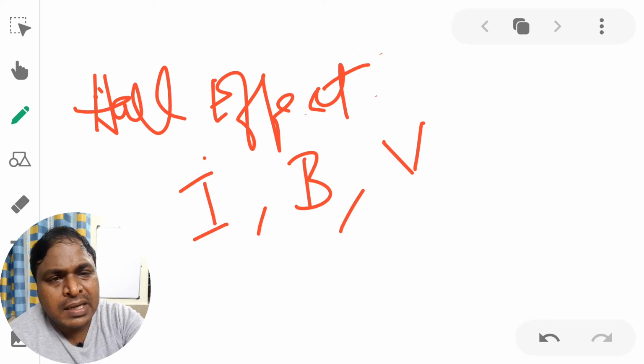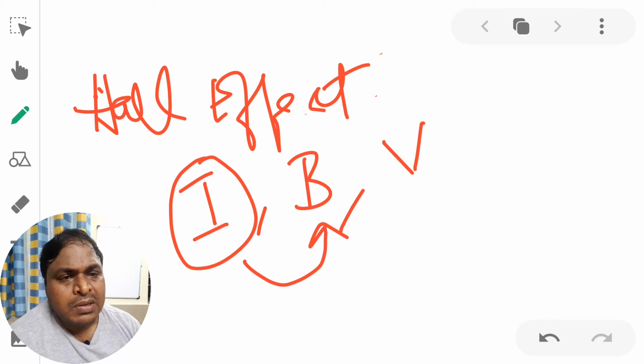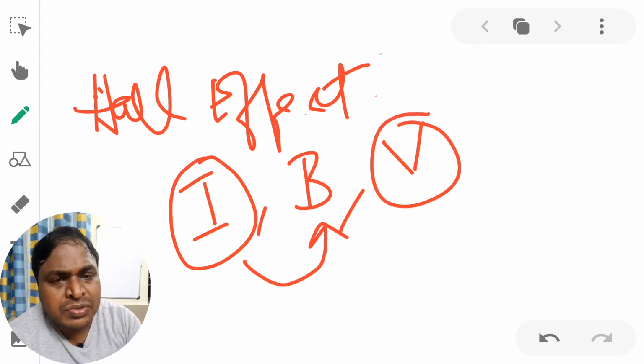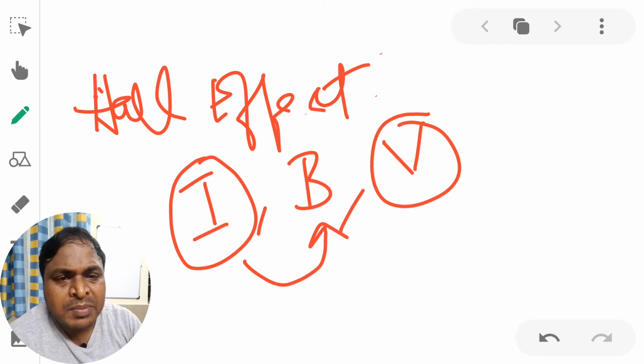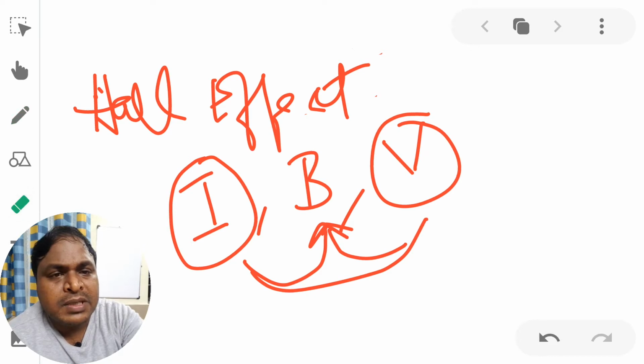When a current carrying conductor is kept in a perpendicular direction with that of magnetic field, then you will have a potential difference produced in the direction mutually perpendicular to both current and the magnetic field. Let me show that in the diagram.